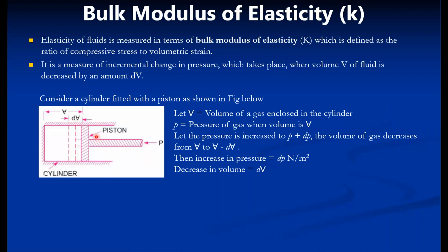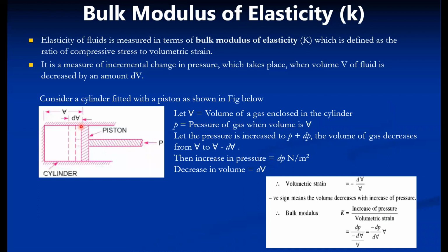Let the pressure be increased to P plus dP due to compression. The volume of the gas is decreased from V to V minus dV. Then the increase in pressure is equal to dP, while the decrease in volume is equal to dV. So volumetric strain is dV by V with a minus sign. The minus sign means the volume decreases with increasing pressure. So as pressure increases, volume decreases. That's why a negative sign is introduced here.